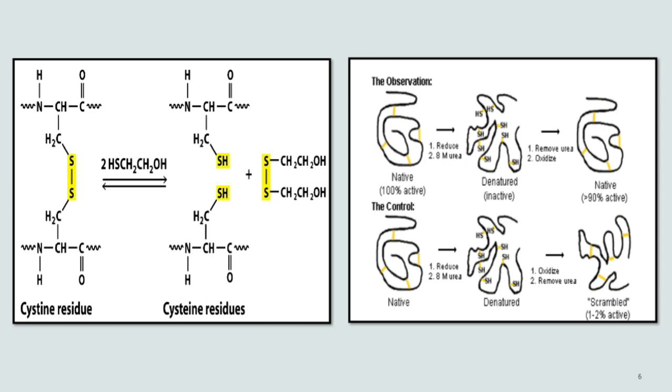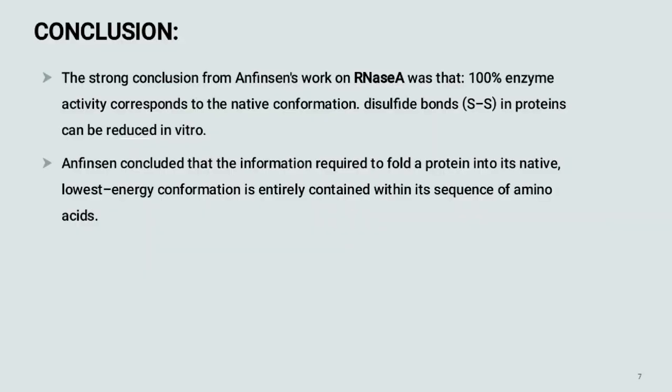This is generally an observation, but we can control it under laboratory conditions by reducing the disulfide bridges between the two sulfurs of the native protein and adding 8 molar urea to form a denatured protein. Then the denatured protein undergoes first oxidation and then the removal of urea, which leads to 1 to 2% activity of the protein.